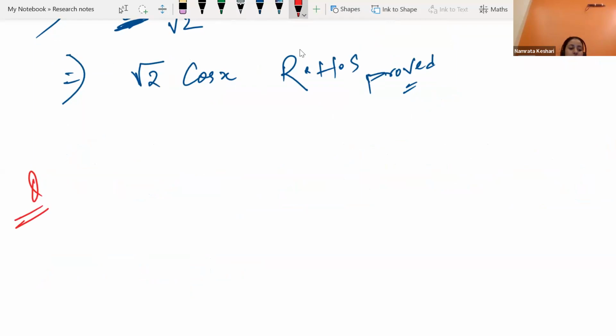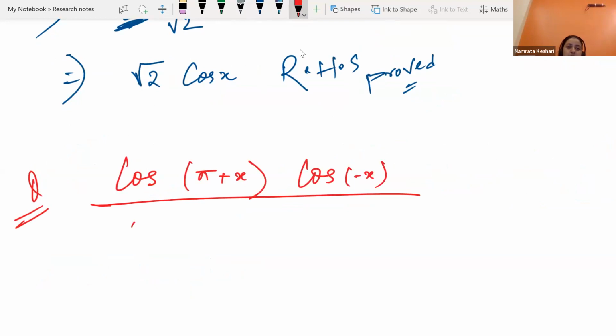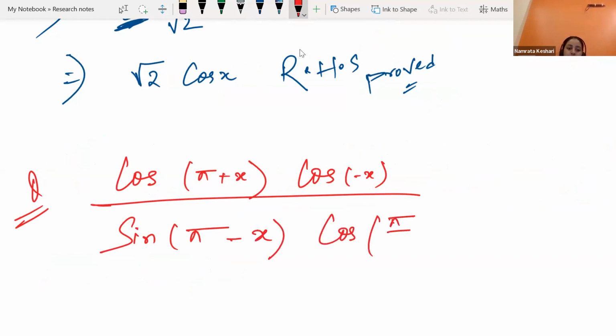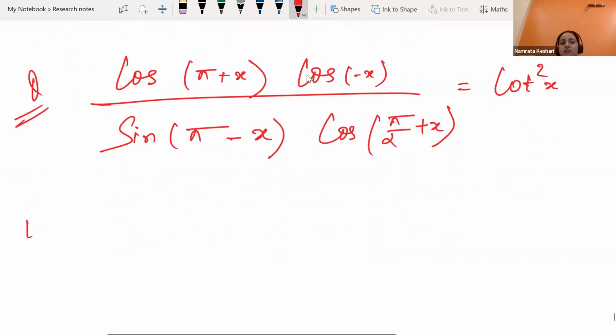If the question is given like this, cos(pi plus x) cos(minus x) over sine(pi minus x) cos(pi by 2 plus x) is equal to cot square x. We have to prove that the left hand side and the right hand side will be equal. What to do over here? Let's take the left hand side.